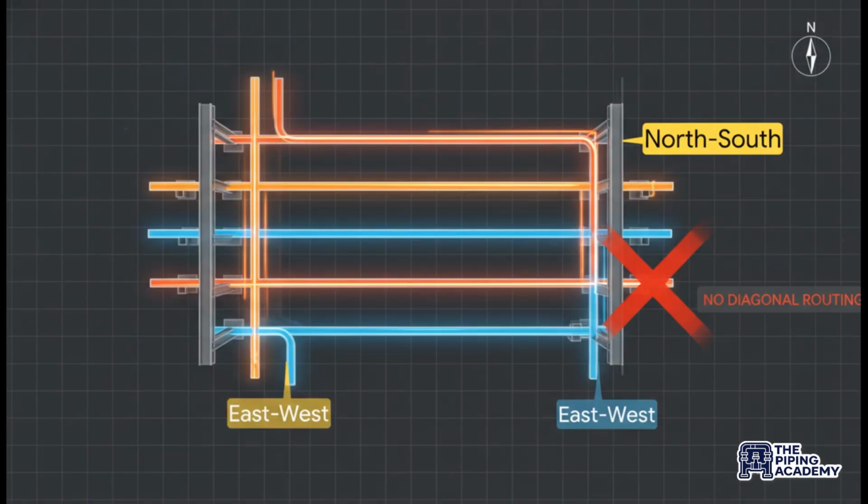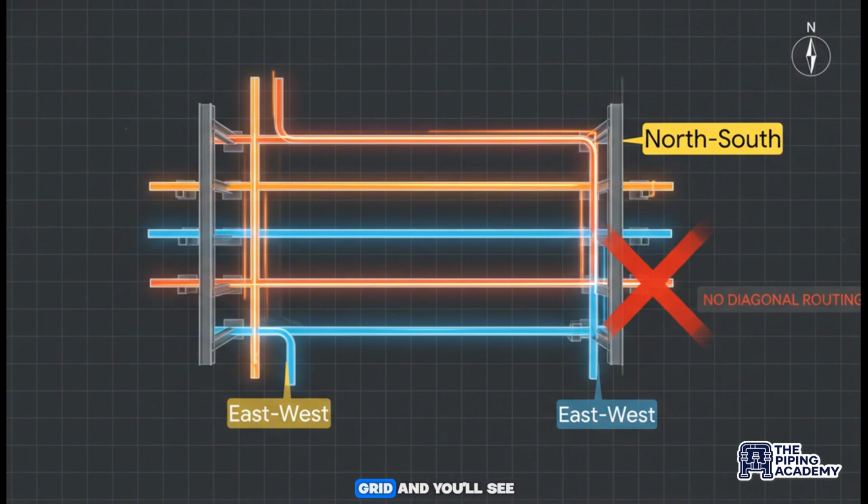Now, this slide shows one of the strictest disciplines in pipe rack design. We route pipes in the rack running either north-south, and we route pipes that are entering or leaving the rack running east-west. We never, ever route diagonally. This orthogonal grid, it's what allows for organized expansion and easy support later on.